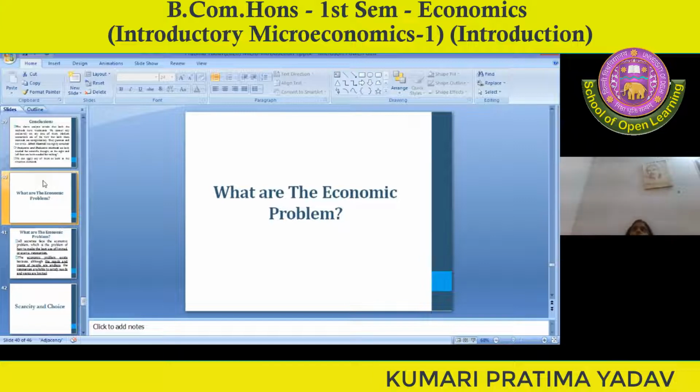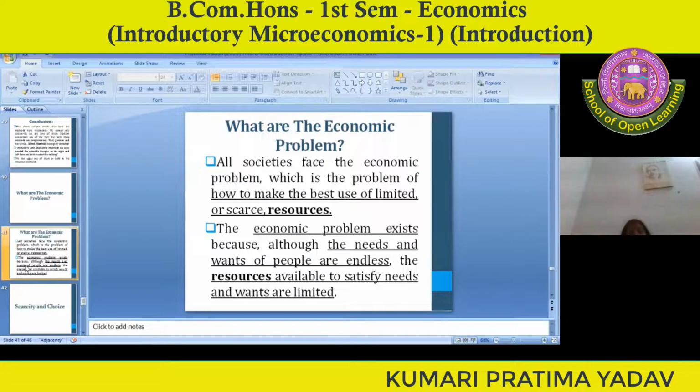So what is the economics problem? Is there any problem in economics? We talk about human behavior. We are discussing human behavior and how they deal with demand and supply, how they buy things. So will any problem arise? Yes, there will be a huge problem. And the problem is that all societies face an economic problem, which is the problem of how to make the best use of limited or scarce resources. We have very limited or scarce resources. Resources are not in abundance.